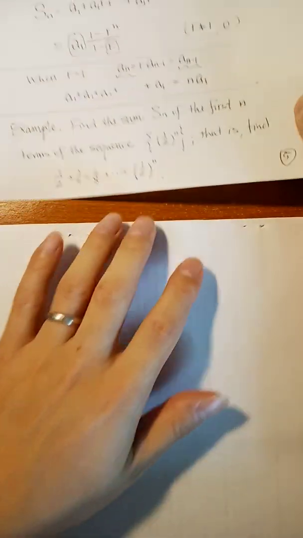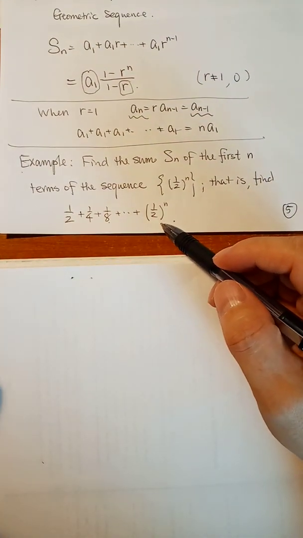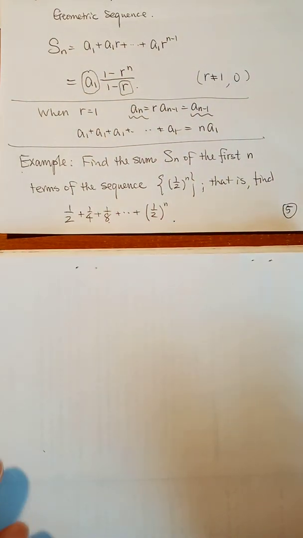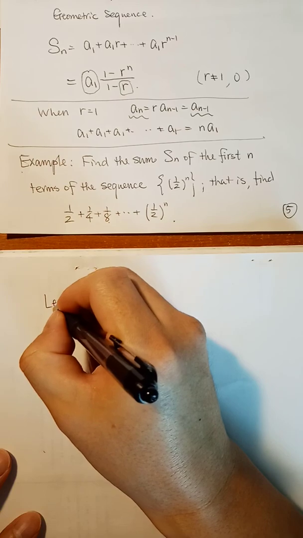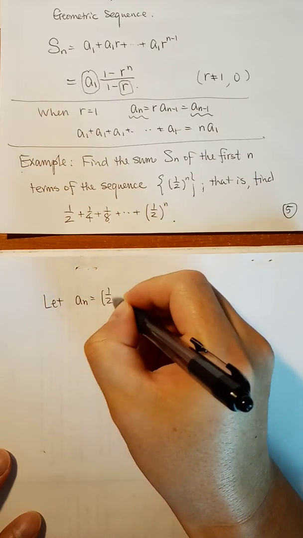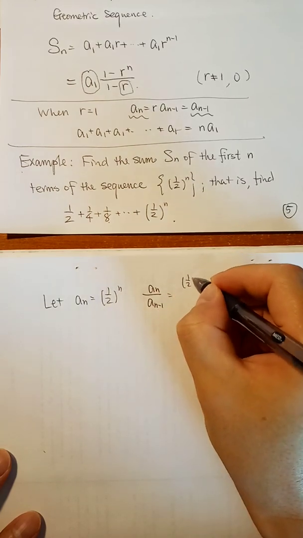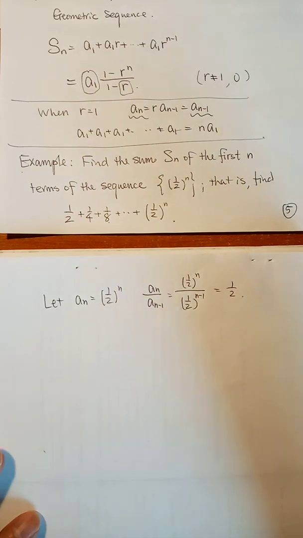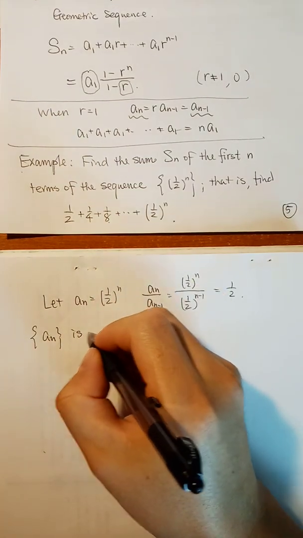Okay, so we have a sequence. In this problem, they never mention it is a geometric sequence. We have no idea at this moment. So we have to first make sure it is a geometric sequence. How do we know it is a geometric sequence? Let an be (1/2)^n. Then an over an minus 1 is (1/2)^n over (1/2)^(n-1). It is just 1/2. So it is a geometric sequence. 1/2 is a common ratio. So an is geometric.